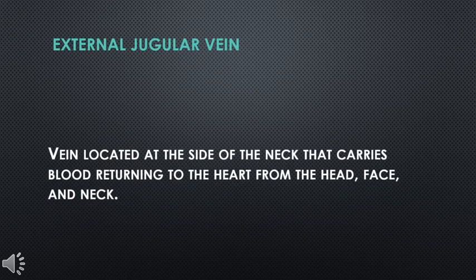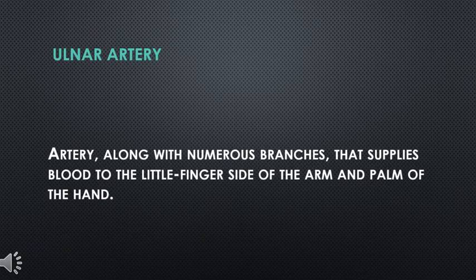External jugular vein. Vein located at the side of the neck that carries blood returning to the heart from the head, face, and neck. Ulnar artery. Artery, along with numerous branches, that supplies blood to the little finger side of the arm and palm of the hand.